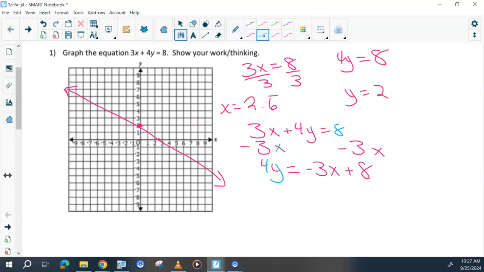The only way you wouldn't end up with a negative is if it was already negative. So then if I divided everything by 4, this would give me y equals negative 3/4 x plus 2. And then if I wanted to graph that using my slope, I would still start at that same y-intercept, so you would use that regardless. But then I would be going up 3 to the left 4.